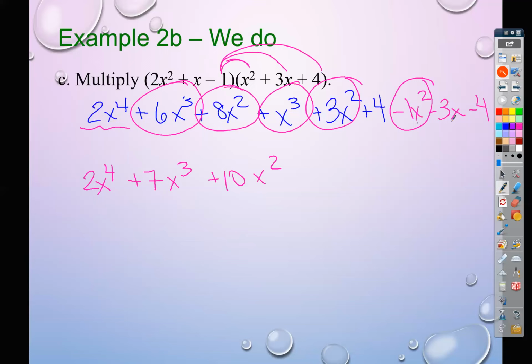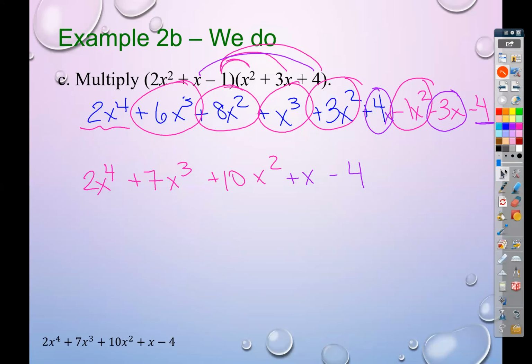And now my x's, so I just have that minus 3x. Do I have another x anywhere in here? Let's see. I think this is supposed to be a 4x right here because I would have x times 4. So that should be a 4x. So I have 4x minus 3x and I get plus x. And then I have this minus 4 out by itself. And I can't do anything else because those are all the like terms. And that is my final answer.